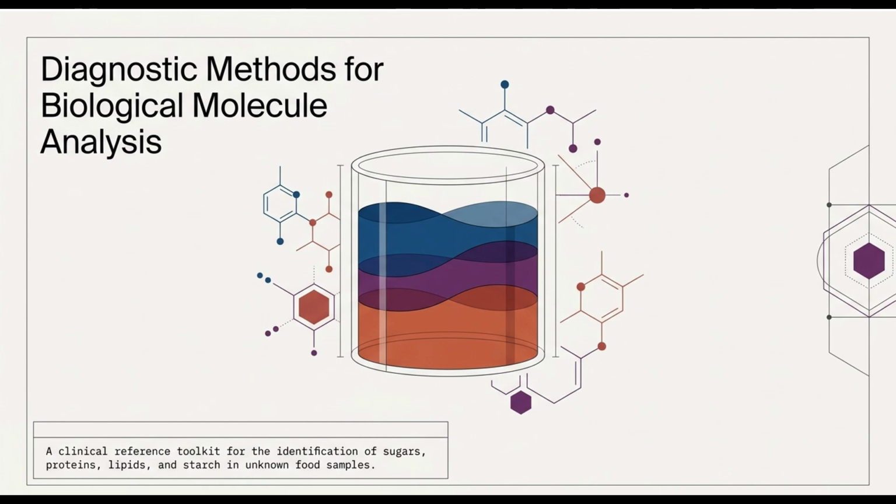Hi all. Today we will explore different laboratory methods used to identify biological molecules. Okay, so this toolkit focuses on detecting sugars, proteins, lipids, and starch in unknown food samples. These tests are commonly used in biology laboratories and help scientists analyze the chemical composition of substances. Okay, so let's see how to do it.